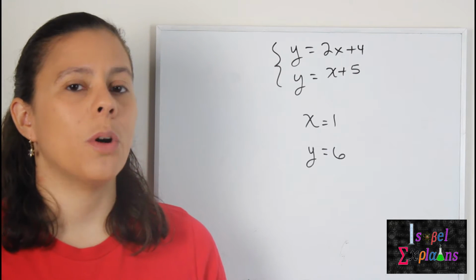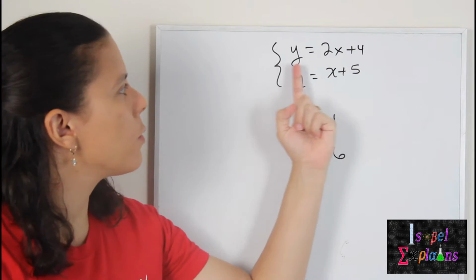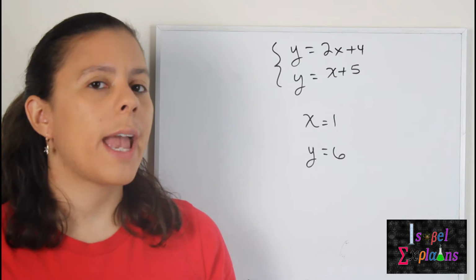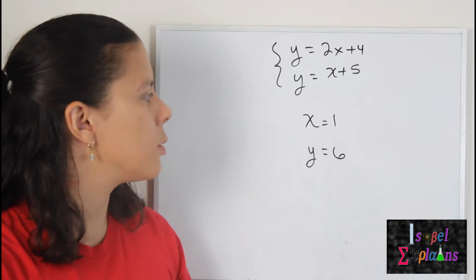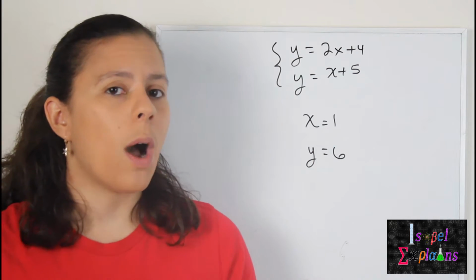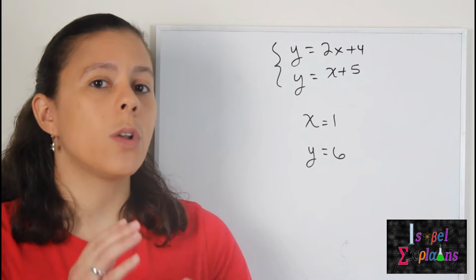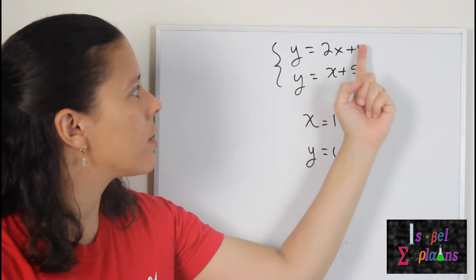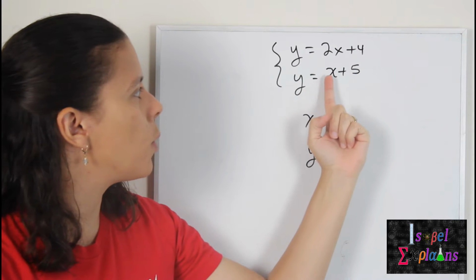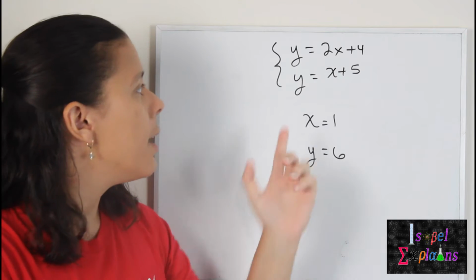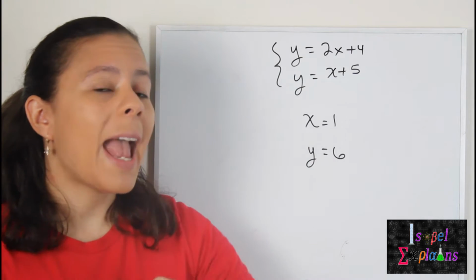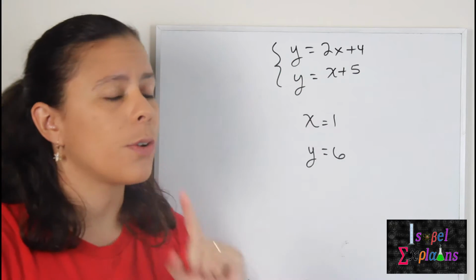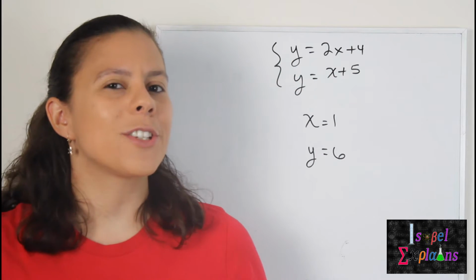Let's do one example. Let's suppose that you have the system of equations y equals 2x plus 4 and y equals x plus 5. Well, the answer to the system is that x is equal to 1 and y is equal to 6. Why? Because they meet at the point (1, 6). Now, if I were to substitute 1 here, the answer for y would be 6, and if I substitute 1 here, the answer will be 6 for y. If I were to substitute any other value of x in both of them, the answers for y would be different. And I encourage you to try that.